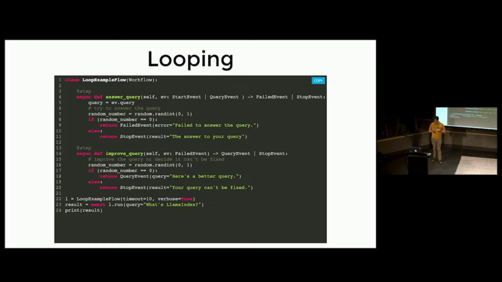You see in this example, we have two steps. The first accepts that start event, and it tries to answer the question. In this case, I'm using random numbers to simulate whether or not it answered the question correctly. And if it gets a bad answer, it emits a failed event, and that triggers the improve step query, which will try to come up with a better query and emit a query event, which then gets picked up by answer query again.